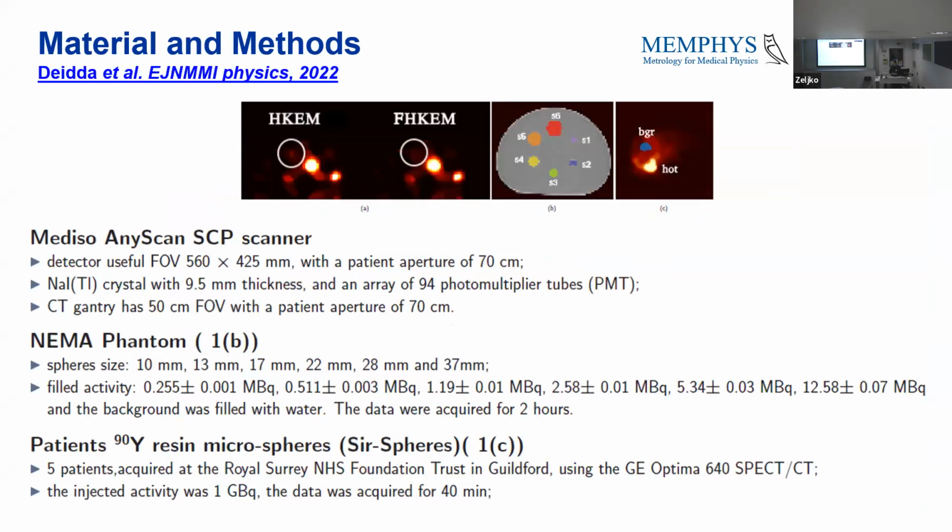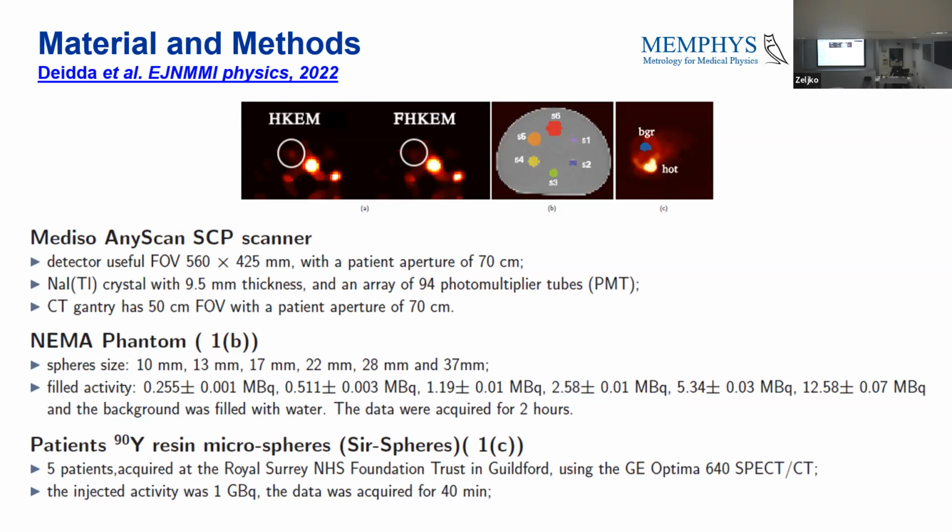So as I mentioned at the beginning, we didn't have triple modality data for the patients, for the clinical study. But we did have an IEC phantom acquisition with the Mediso scanner, SPECT PET-CT. So we started trying to optimize the reconstruction there, and then also used the 5 patient data that we got from the Royal Surrey Hospital.